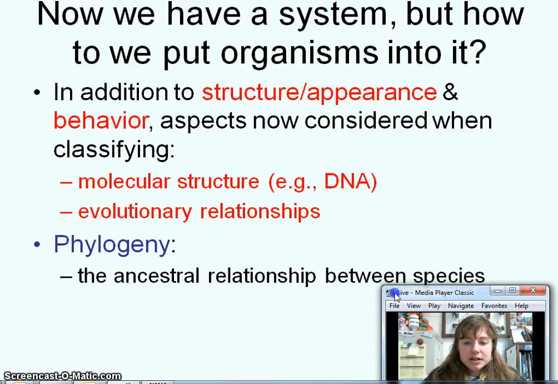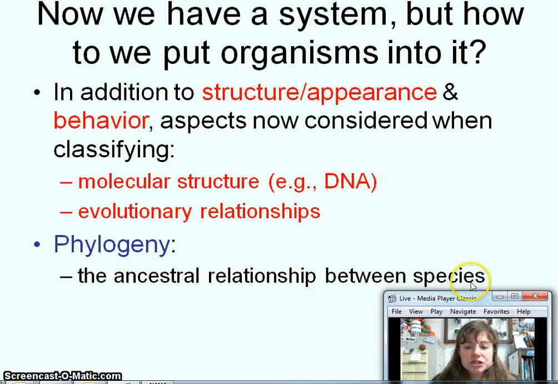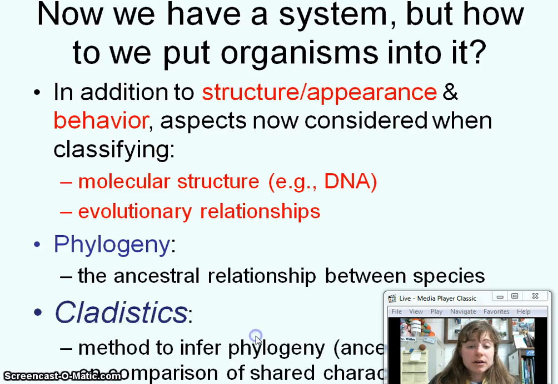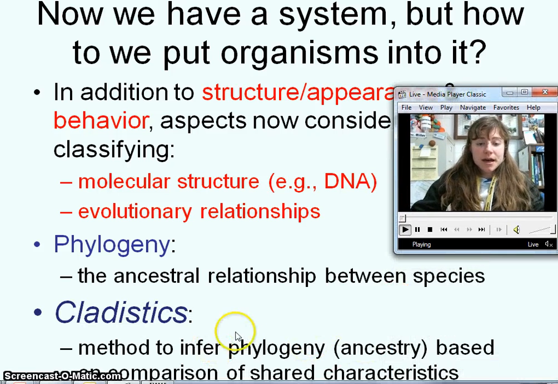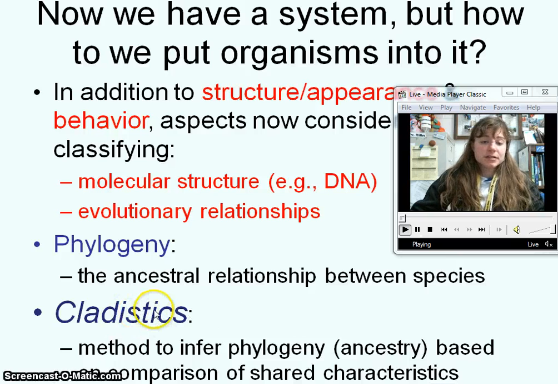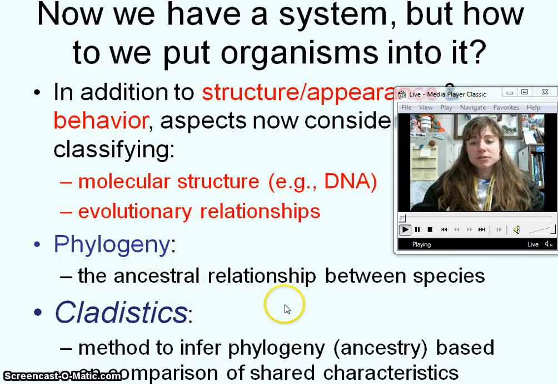The phylogeny has to do with the ancestral relationship between species. And ultimately, phylogeny is something that we're trying to represent when we name and classify organisms. Now, to further that, the study of cladistics is a method to infer the phylogeny, the ancestry, based on a comparison of shared characteristics. So basically, cladistics is a tool or method to try to infer the ancestral relationship between species.